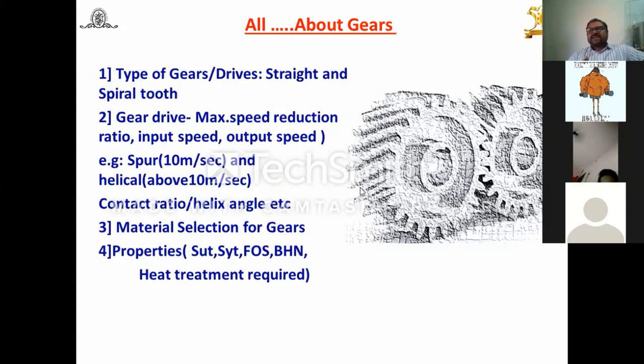And if we decrease the helix angle, what would happen? At that time the contact ratio is going to decrease. But ultimately, our basic condition is that the minimum contact ratio should be 1.2. That means while selecting this value, you have to take care of these limitations and advantages. Then, material selection for the gears.